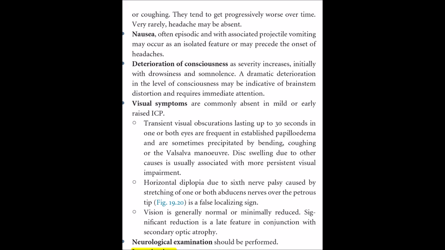Now, horizontal diplopia due to sixth nerve palsy, caused by stretching of one or both abducens nerves over the petrous tip, is a false localizing sign. Vision is generally normal or minimally reduced. Significant reduction is a late feature and it is in conjunction with secondary optic atrophy. Neurological examination should be performed, of course.